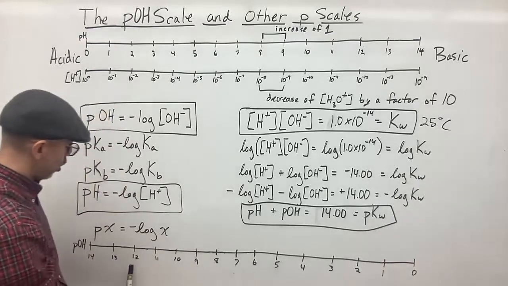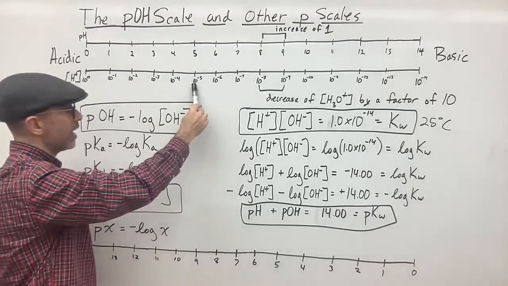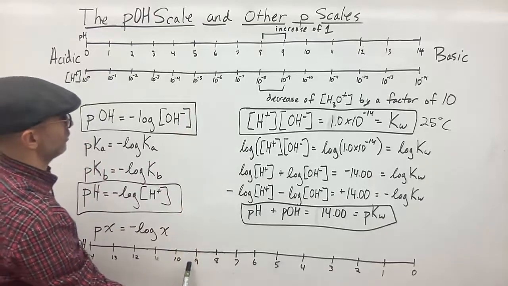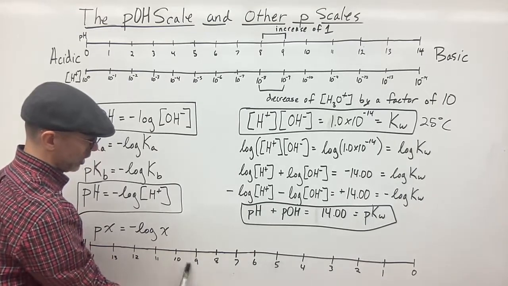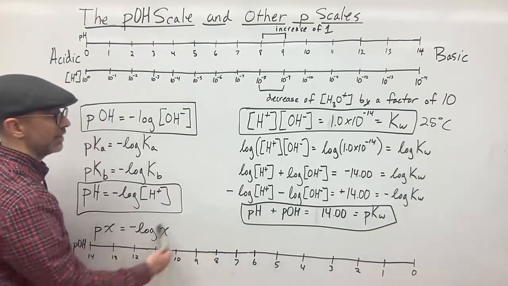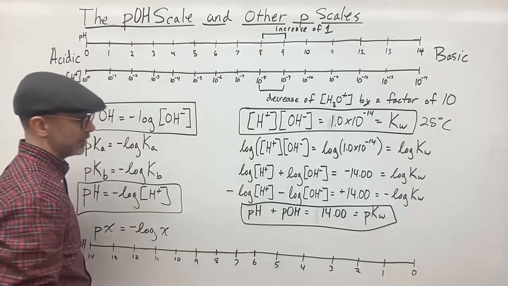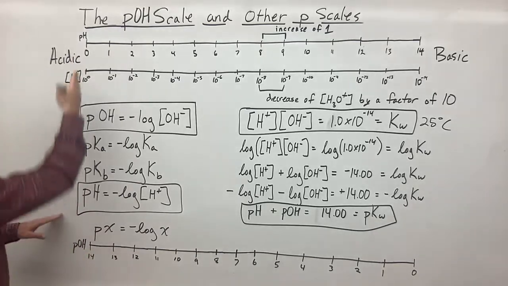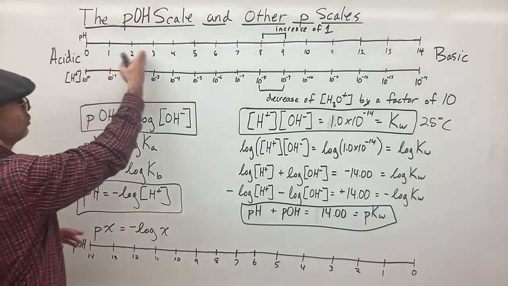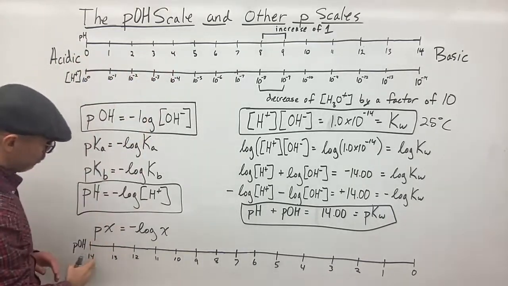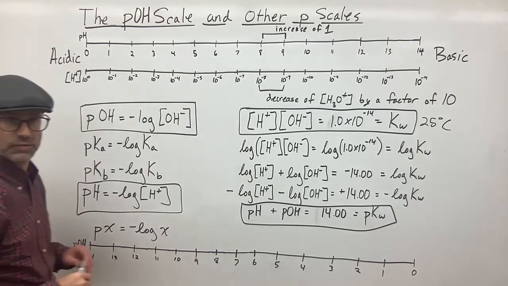And if H plus is 10 to the negative 5, then the OH minus is going to be 10 to the negative 9, which gives a pOH of 9. So the pOH scale is the inverse of the pH scale. And so what's acidic on this side, for pH, 0 is acidic, or 1, 2, 3, those are acidic pHs. But for pOH, acidic is 14, 13, and 12. So they're inverses of each other.